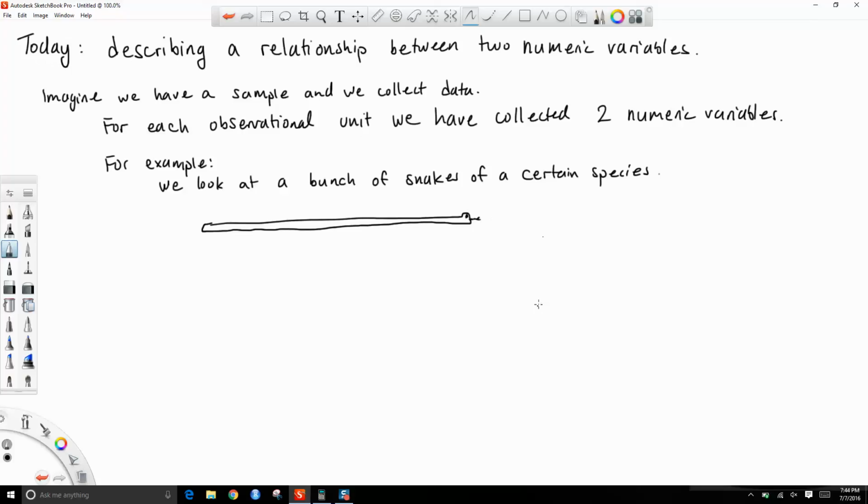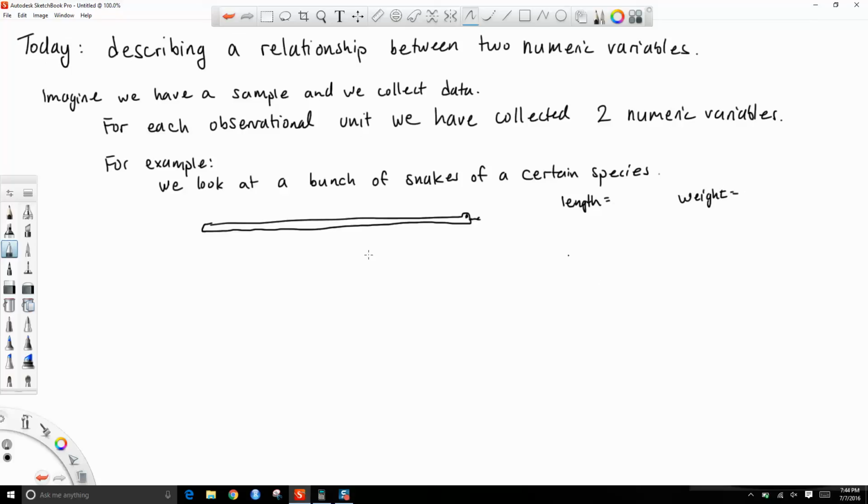And then, for this snake, we're going to gather two pieces of information, okay? So we're going to gather, one variable is the length of the snake, and then we're going to measure its weight. Okay.